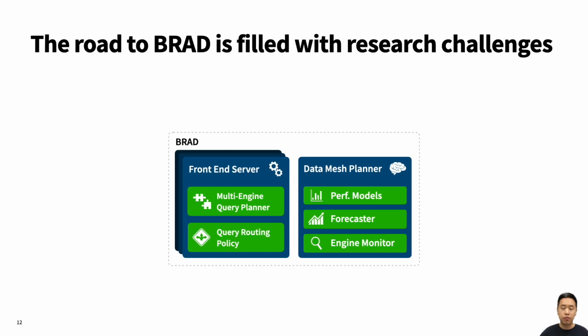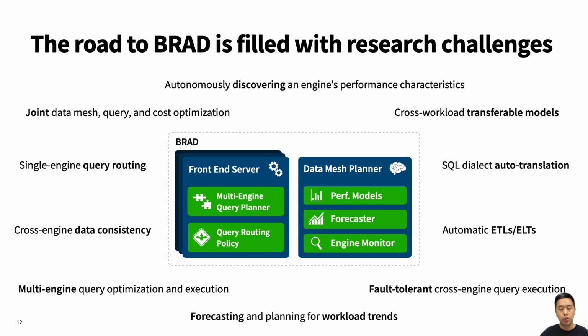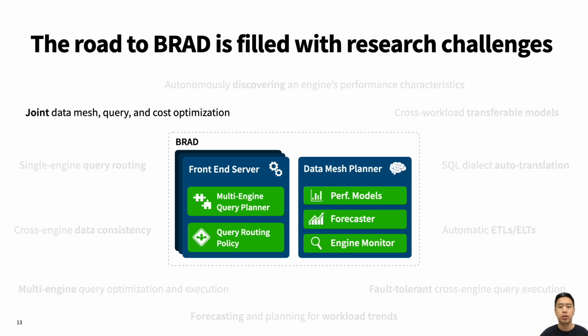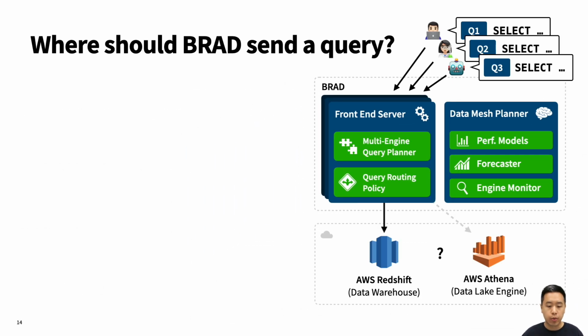So the road to Brad is filled with many research challenges, and I'm just showing a few of them on the screen now, and we discuss many of them in more detail in our vision paper. But I did want to focus on and highlight one of the research challenges, which is really the essence of Brad, and that is joint data mesh, query, and cost optimization. To really understand this challenge, let's zoom out a bit and go through an interesting example of a situation that Brad might face. So suppose we have 3 queries running on Brad, and Brad is concerned with determining where to send the queries. So concretely here, we're just considering 2 engines, Redshift and Athena, and Brad wants to run an entire query on one of these 2 engines.